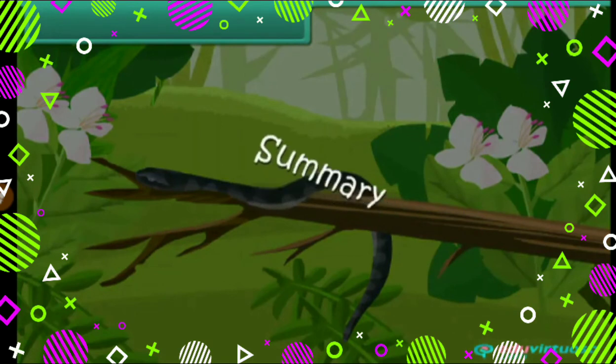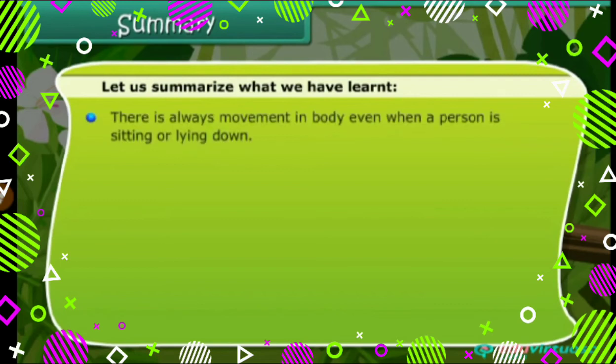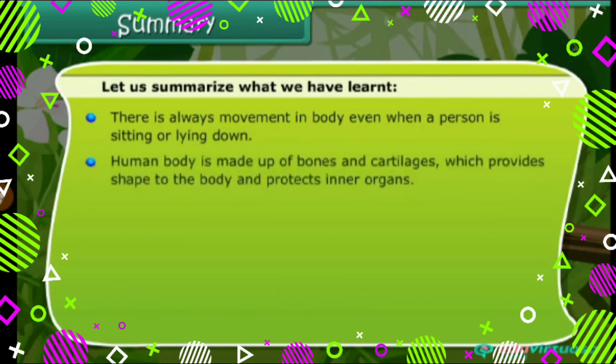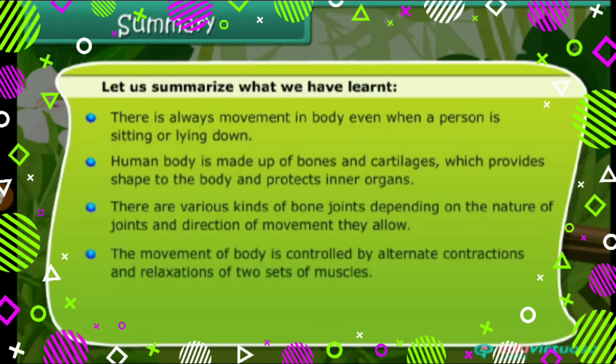Summary. Let us summarize what we have learnt. There is always movement in the body even when a person is sitting or lying down. The human body is made up of bones and cartilages, which provide shape to the body and protect inner organs. There are various kinds of bone joints depending on the nature of joints and direction of movement they allow. The movement of body is controlled by alternate contractions and relaxations of two sets of muscles.